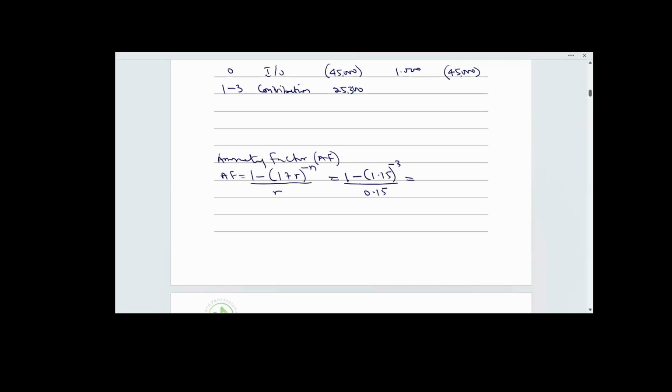Then you bring out your calculator. Let's do it together. 1.15 raised to power minus 3, equals, minus 1, equals, divided by 0.15, equals 2.283.